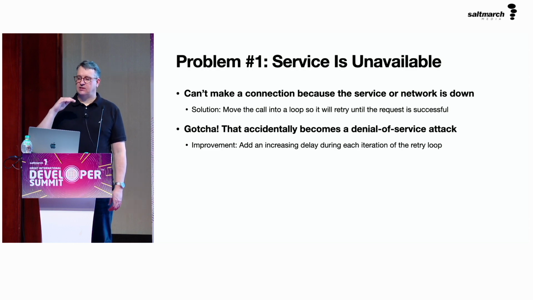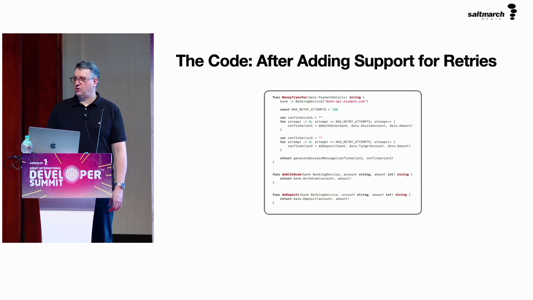I said, okay, here's what I'll do. I'll add a delay inside that loop. So I'll make the call. If it fails, I'll delay 1 second, and the next time 2 seconds, the next time 4 seconds, and so on. So it takes care of intermittent failures very quickly, and then longer term failures, I'm not overloading the service. So, okay, easy enough, add a few lines of code. So here's what it looks like after you do that.